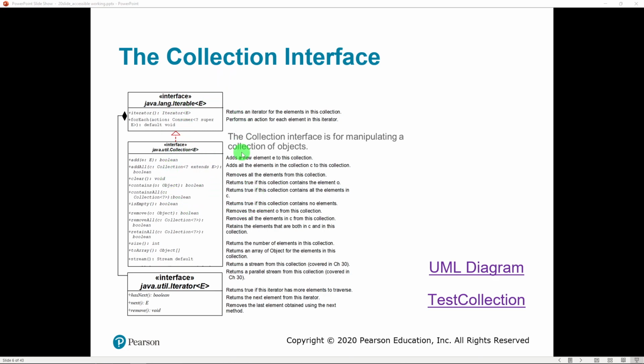You can also see that the collection interface has this iterable interface combined with it, and we'll talk about that here in a second. Iterable basically says that we have to have a way that we can traverse the collection. We've seen that with for each loops. Let's take a look at the iterable.